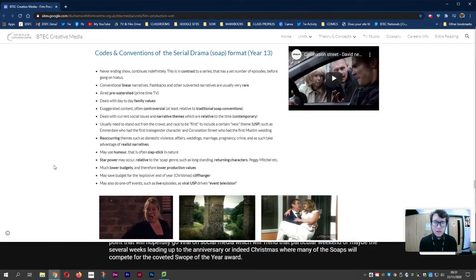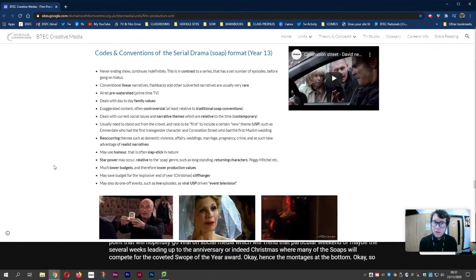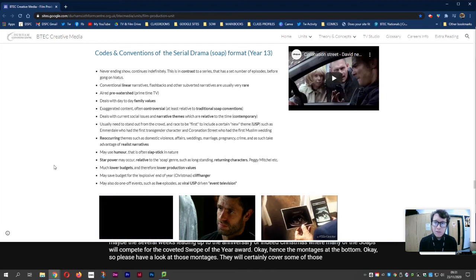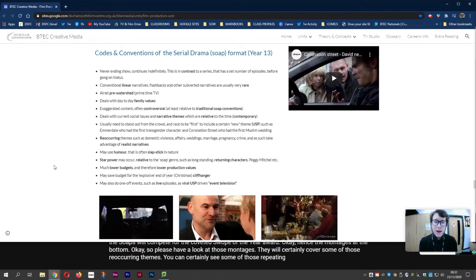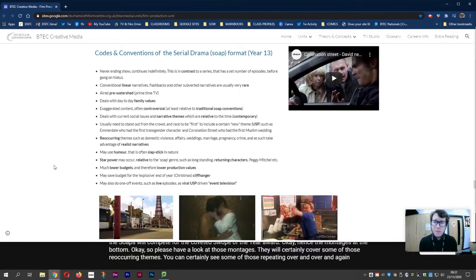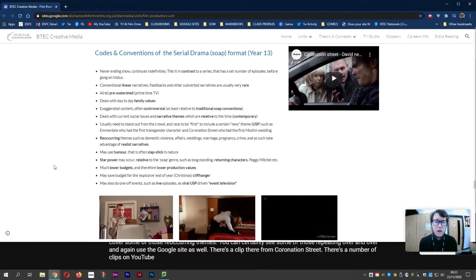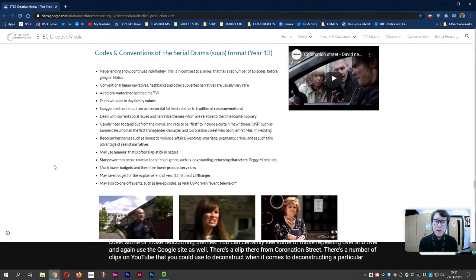Okay, hence the montages at the bottom. Okay, so please have a look at those montages. They will certainly cover some of those reoccurring themes. You can certainly see some of those repeating over and over. And again, use the Google site as well. There's a clip there from Coronation Street. There's a number of clips on YouTube that you could use to deconstruct when it comes to deconstructing a particular scene from a serial drama.